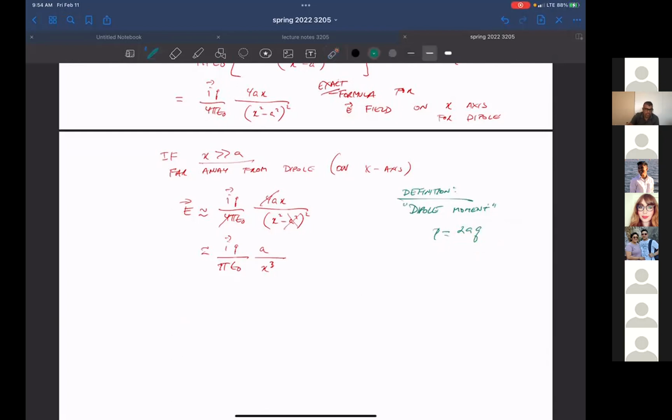So if I look at the electric field, for example in this case, the E field at x, so much farther from the dipole in the direction that the two charges are lined up, the electric field would look approximately like i times P over 2 pi epsilon naught x cubed.